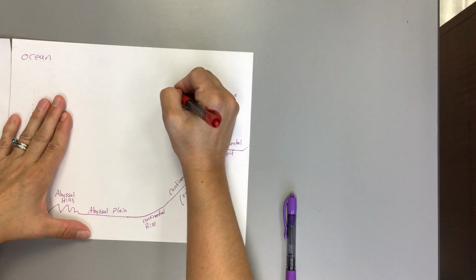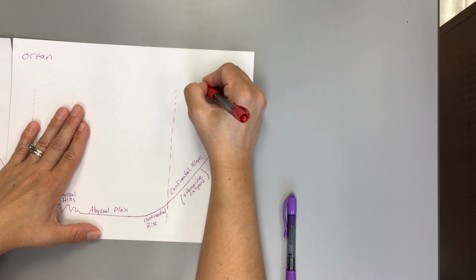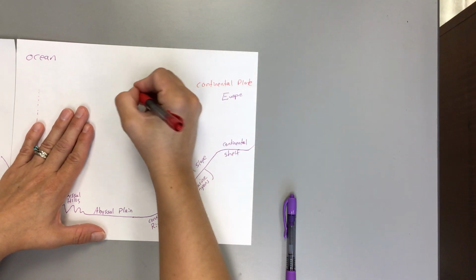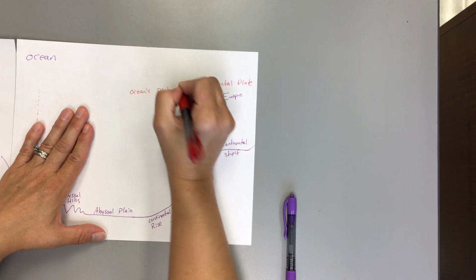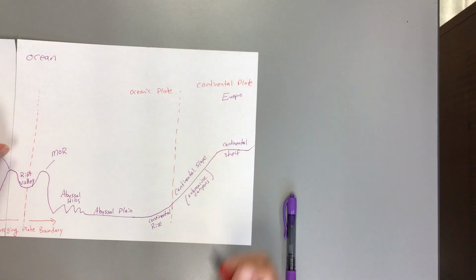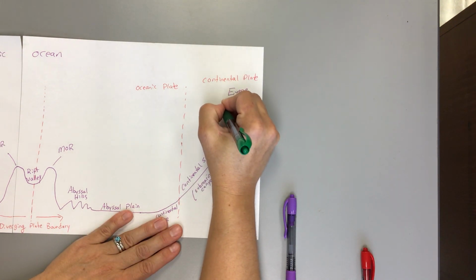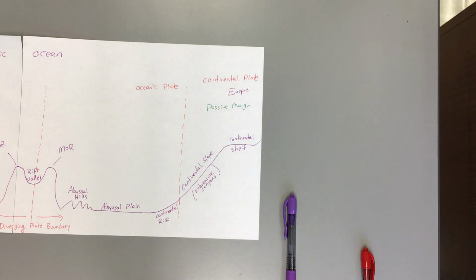I'm going to make my boundary again. So we have a continental plate over here. This side's oceanic. And this was also considered a passive margin, because these plates are not moving in relation to each other. And that's it for the Atlantic Ocean.